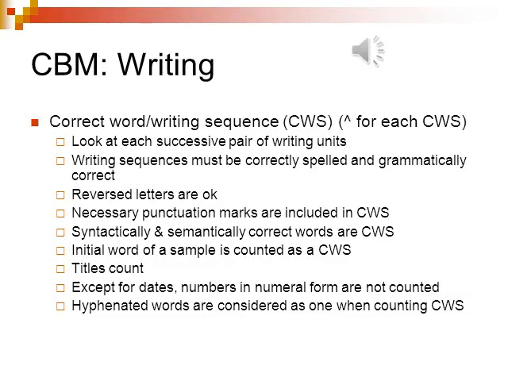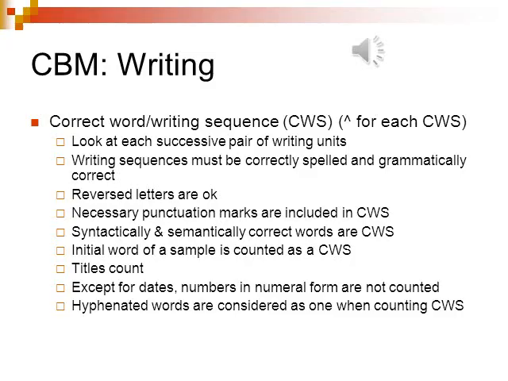Correct word or writing sequences: you're looking at each successive pair of writing units, and that includes punctuation. They must be correctly spelled and grammatically correct, and those two units together will count as a correct word or writing sequence. Here I would go through the sample and write a little caret to connect them, and you'll see that in your AIMSweb training workbook as well. Reversed letters are okay as long as you can tell what the word is. You have to have the correct punctuation.